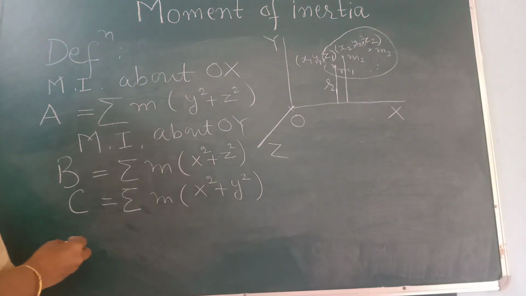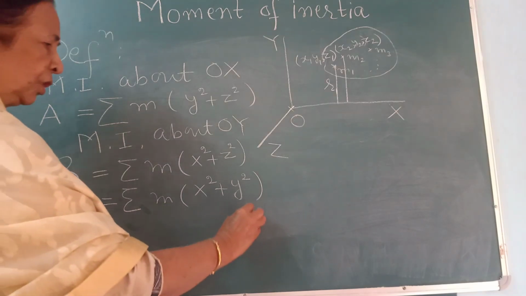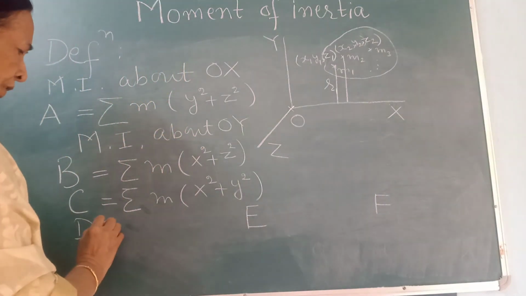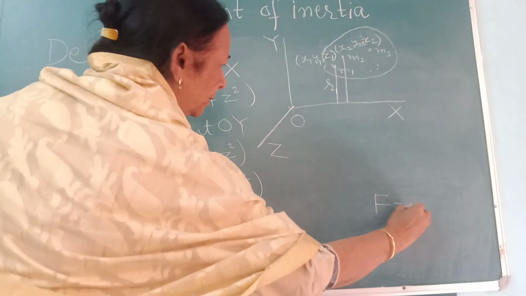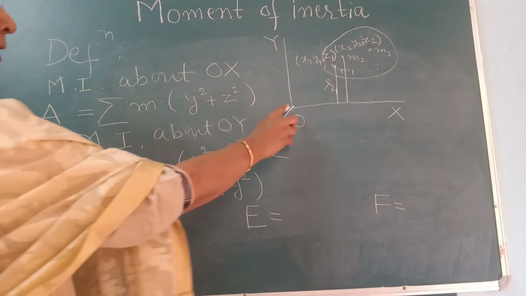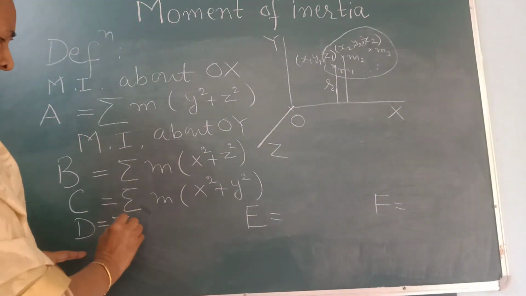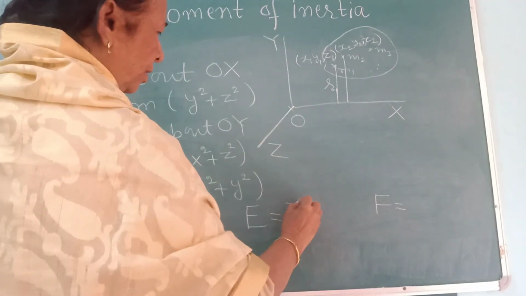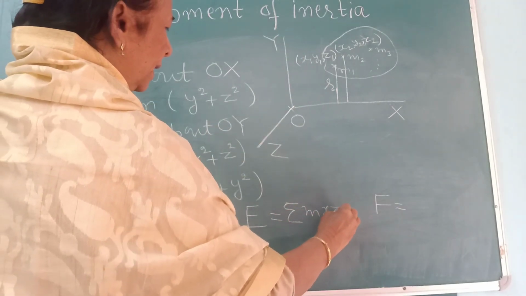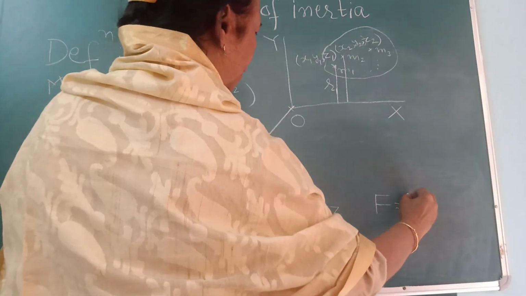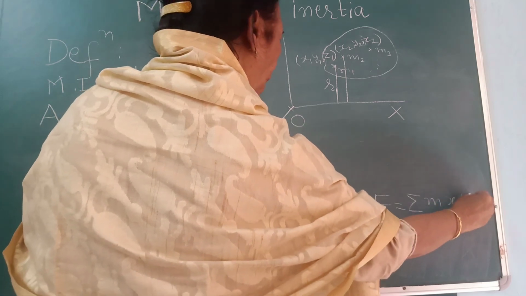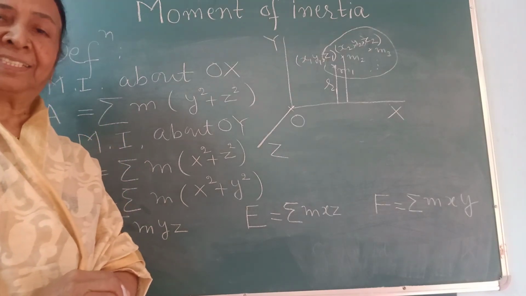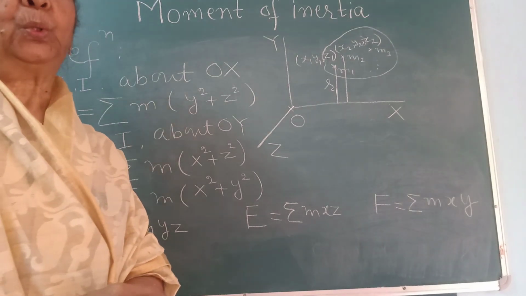After that, you can define 3 more terms, D, E, and F. These are the products of inertia. The product about the x-axis means summation m y z. The product about the y-axis means summation m x z, and F means summation m x y. So these are the terms you will be using in the exercise which follows.